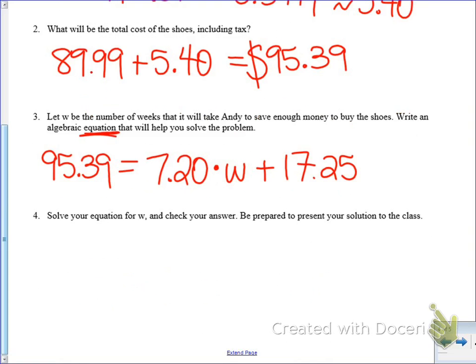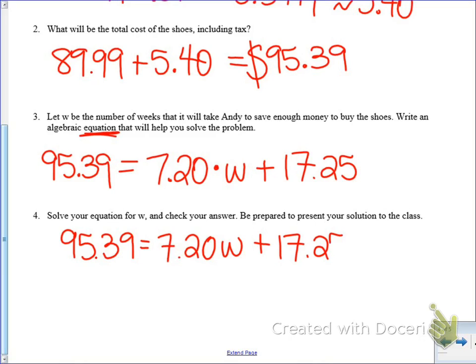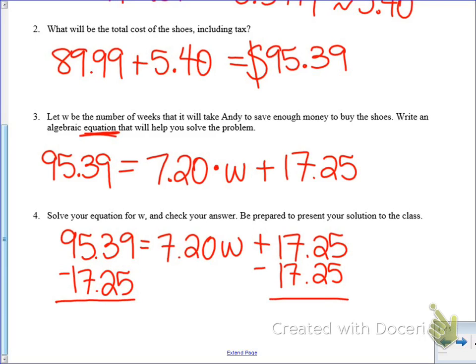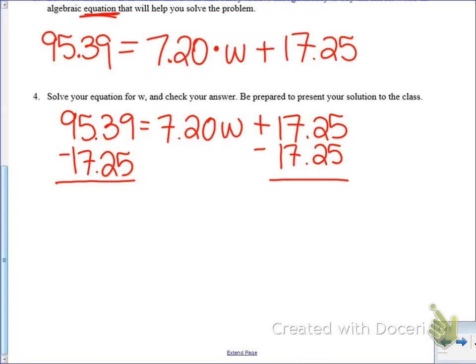Now, moving on to question number 4. Solve your equation for W and check your answer. How do I solve this equation? First thing, I'm going to rewrite the equation. Subtract 17.25 from both sides. $78.14.